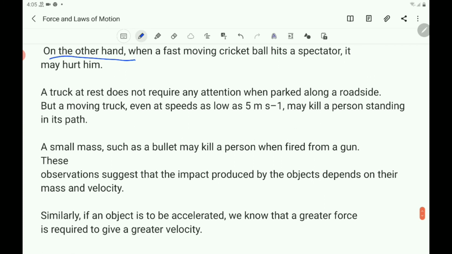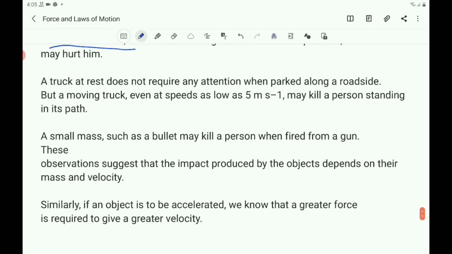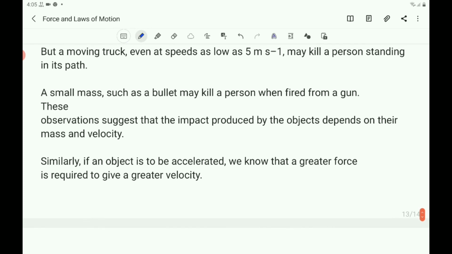A small mass such as a bullet may kill a person when fired from a gun. These observations suggest that the impact produced by an object depends on its mass and velocity. Similarly, if an object is to be accelerated, we know that a greater force is required to give a greater velocity.